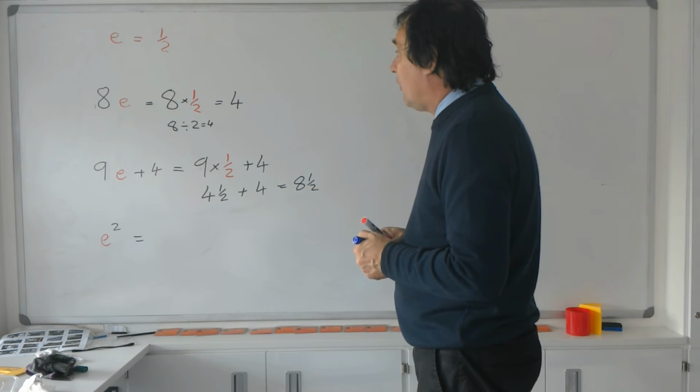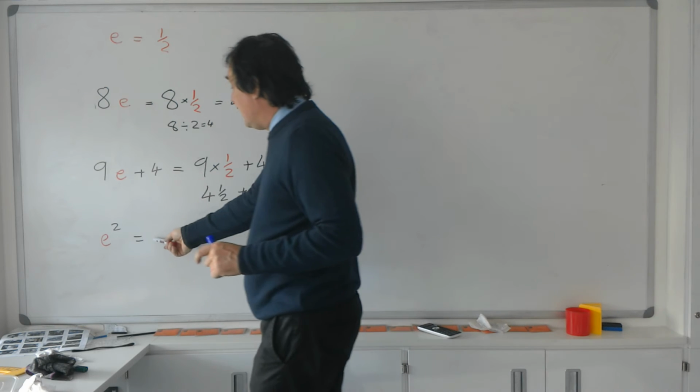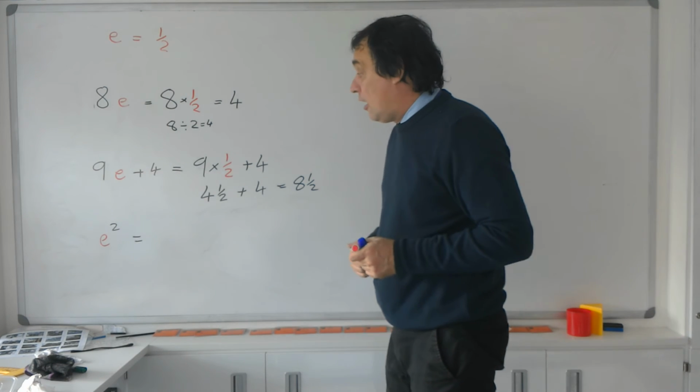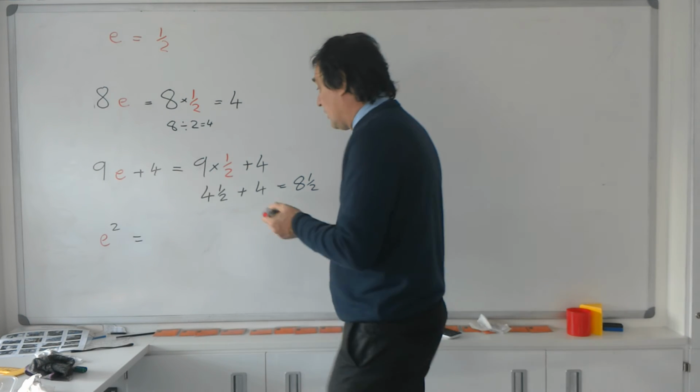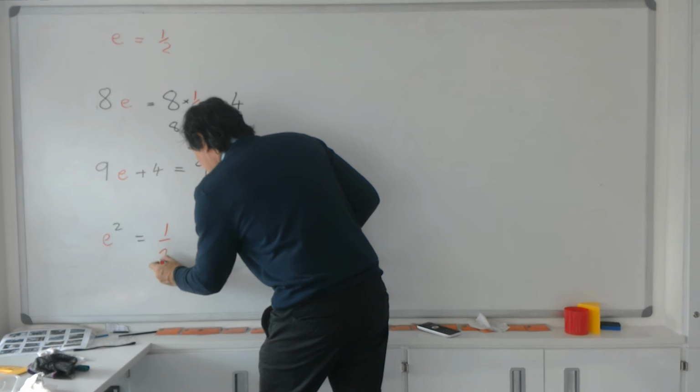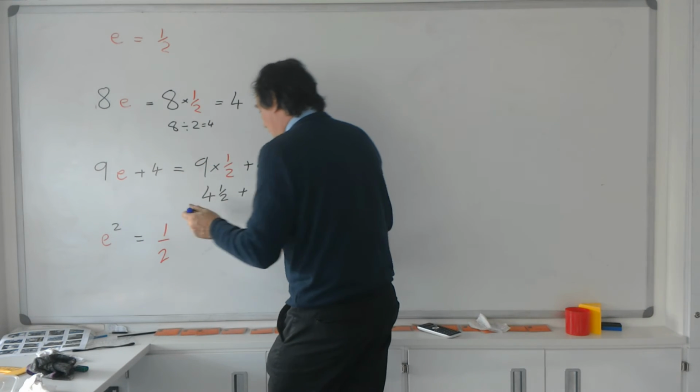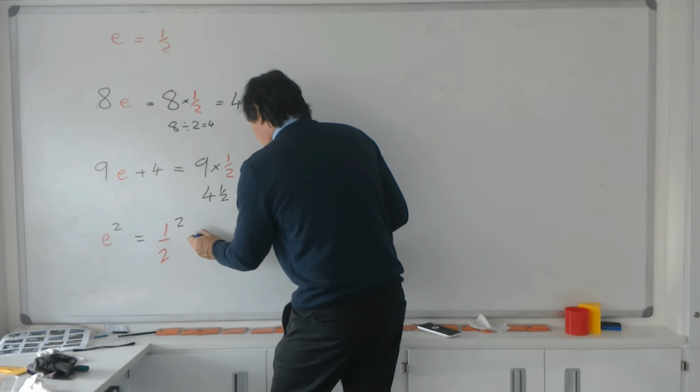Final one we'll look at here is if we've got e squared, so it's going to be a half squared then, isn't it? So it's going to be a half, and we're going to square the half, put an equal sign there.